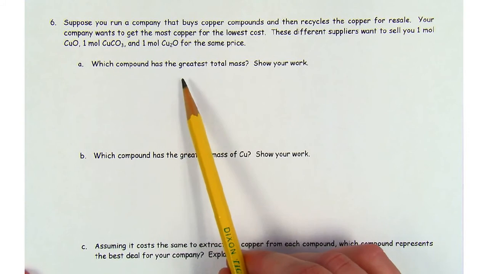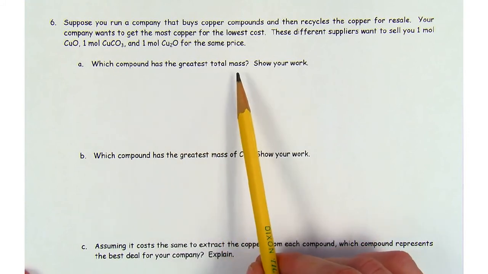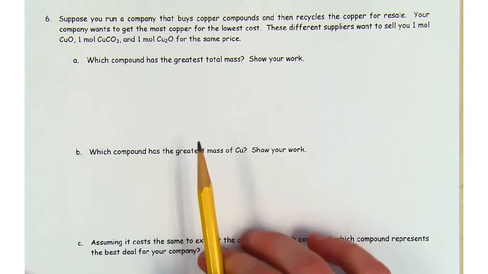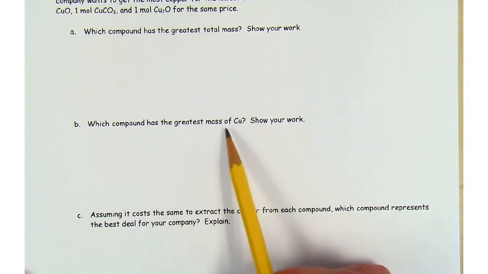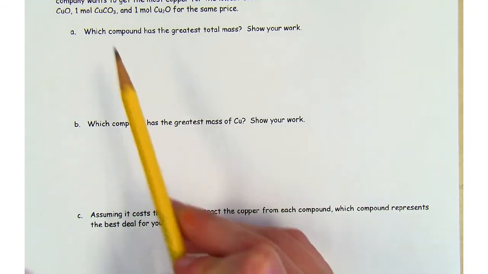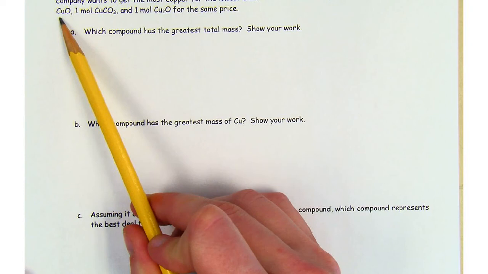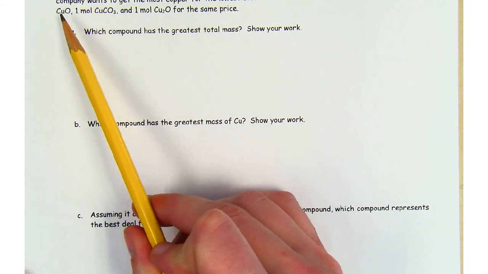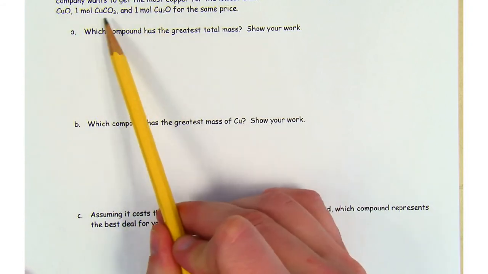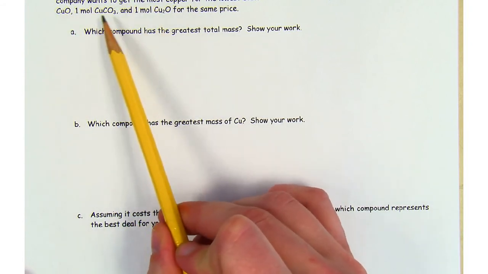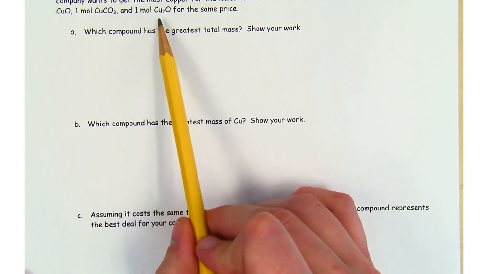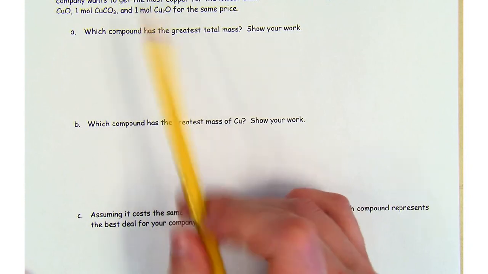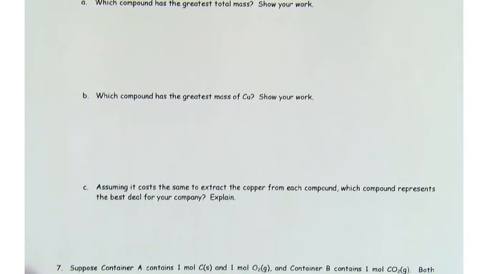So the first one, which has the greatest mass, you know how to convert from mass to moles, show your work. For B, which has the greatest mass of Cu. Okay, so up here, if you have 1 mole of CuO, how many moles of Cu do you have? If you have 1 mole of CuCO3, how many moles of Cu? If you have 1 mole of Cu2O, how many moles of Cu? This last one's going to have a different answer from the rest.